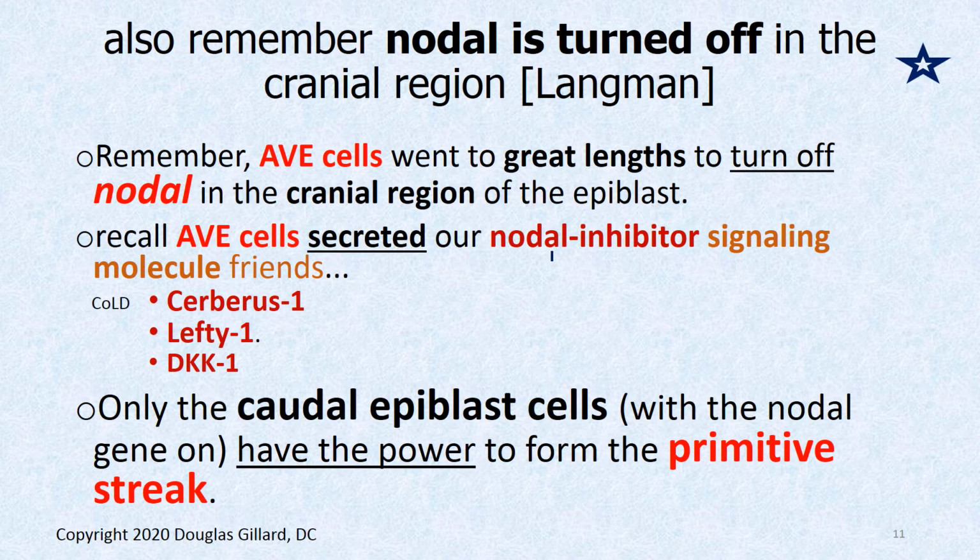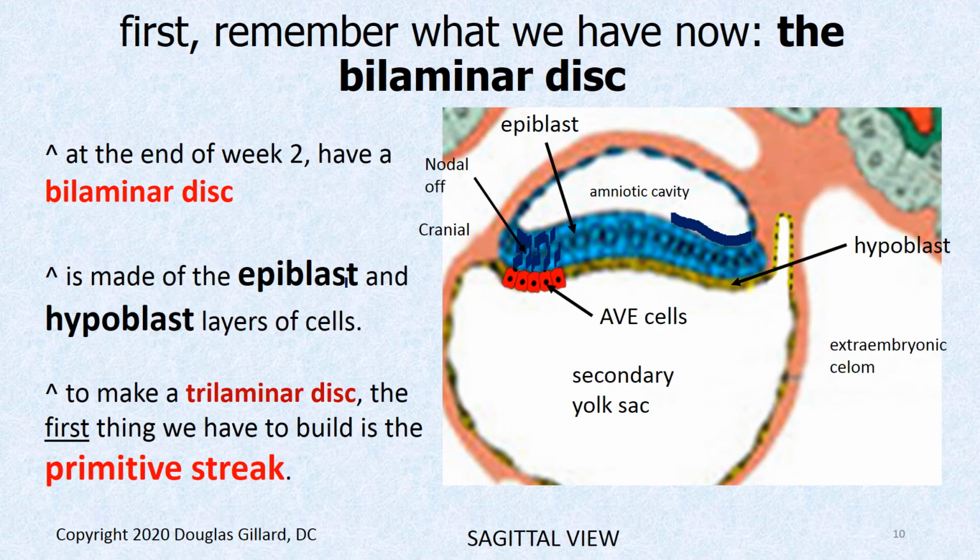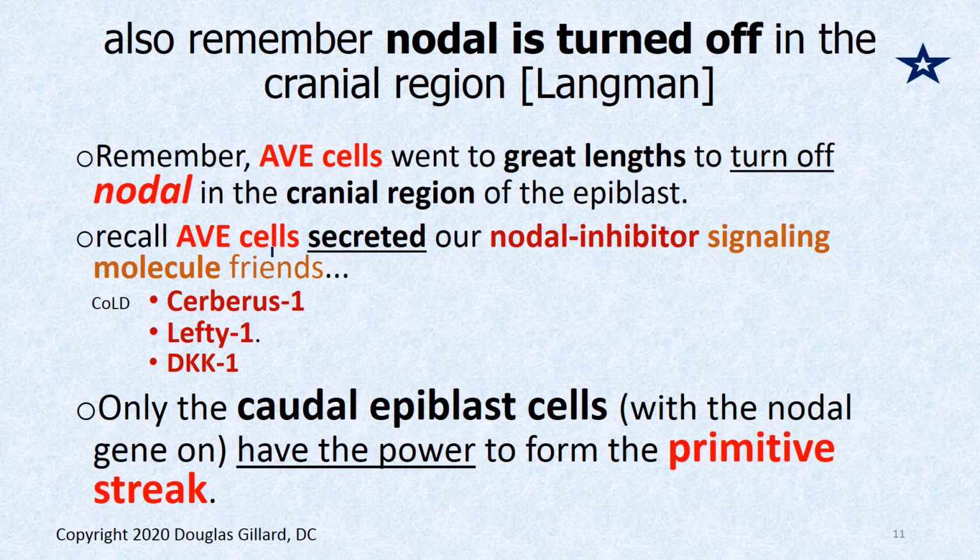And we made a big deal, and you'll see why in a little while. The AVE cells, how do they do this? What are the substances that are secreted? Did I say nodal? It doesn't secrete nodal, but it turns off nodal. We've got the nodal turner offers. So there are 3 substances secreted by AVE cells that will turn off nodal in the cells above. And that's Cerberus 1, Lefty 1, and Dickkopf 1. We call it DKK 1. All right, those are the nodal turner offers. And that way the primitive streak grows back caudally.